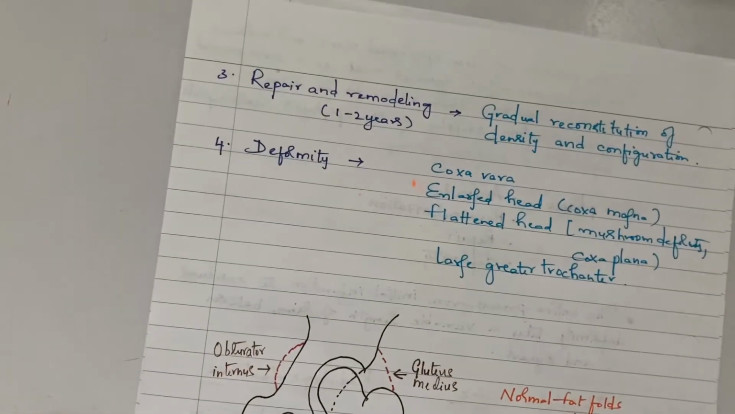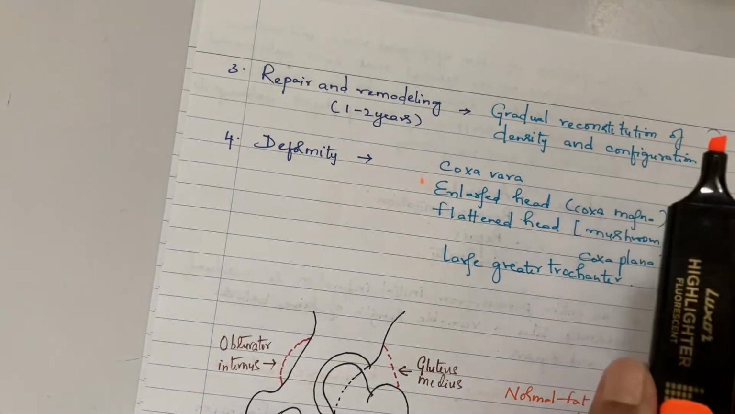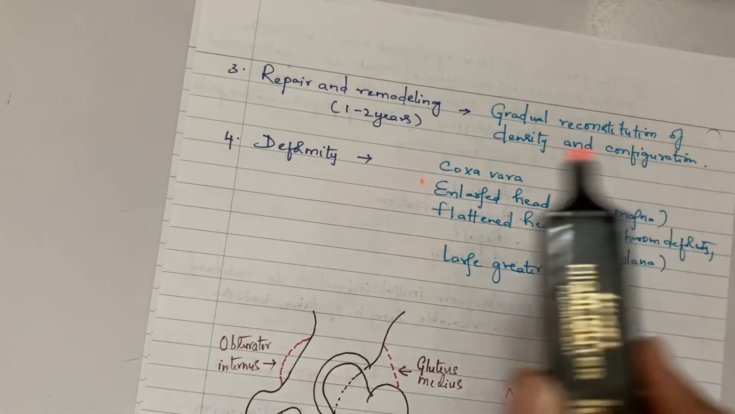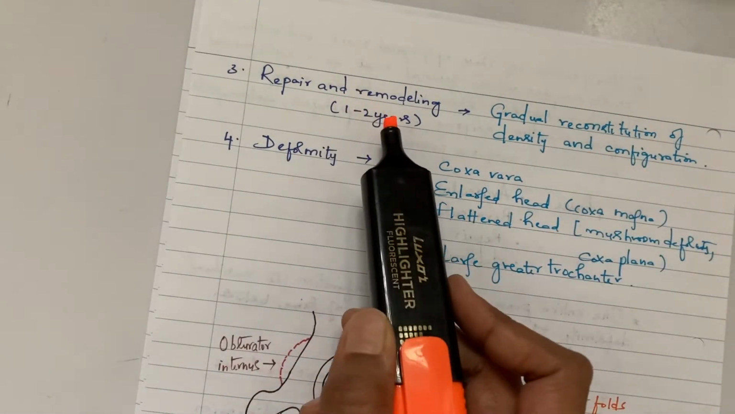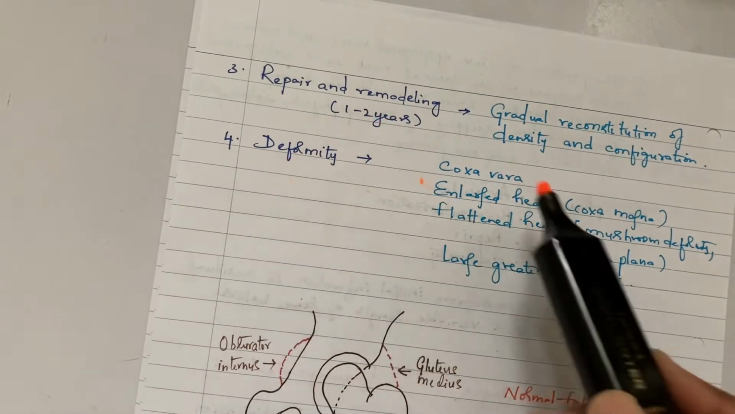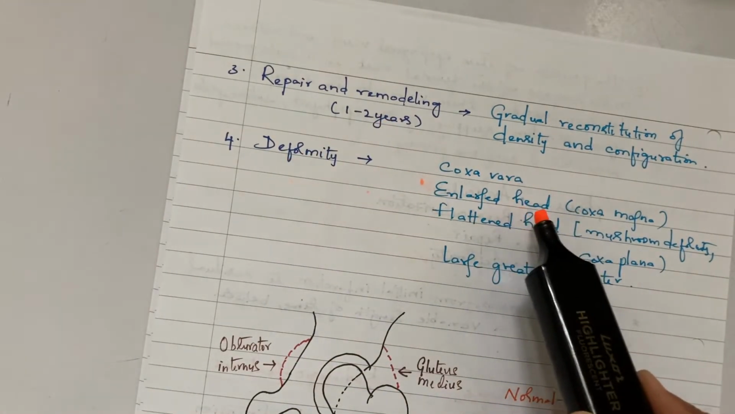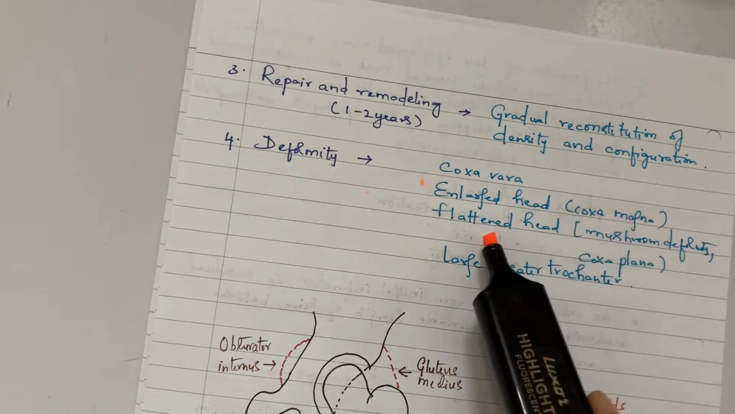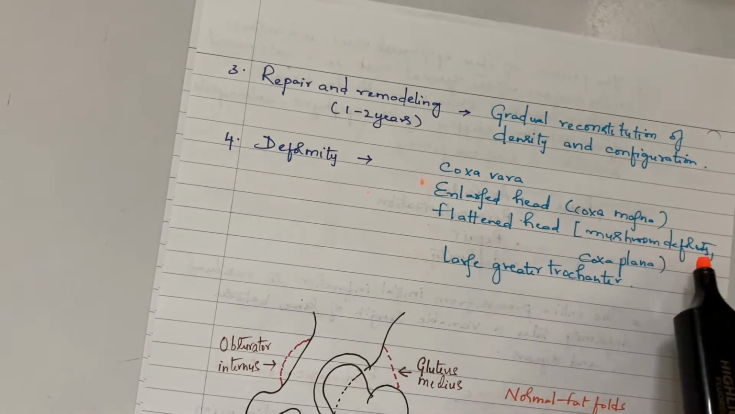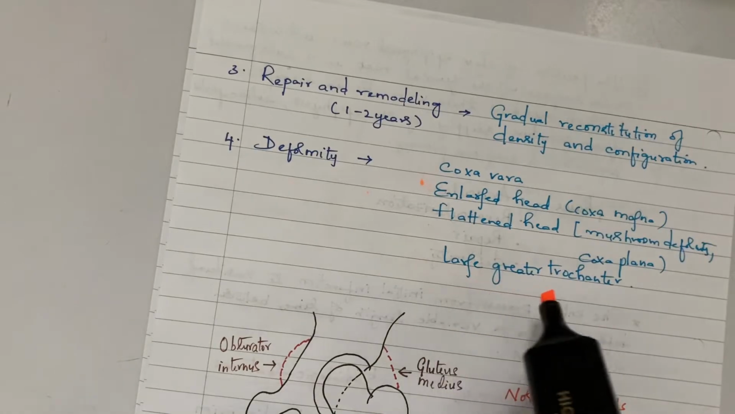Repair and remodeling: there will be gradual reconstitution of the density and configuration. This takes 1 to 2 years. Then last will be the deformity. They have coxa vara, an enlarged head, that is coxa magna, a flattened head, that is mushroom deformity, coxa plana, and a large greater trochanter.